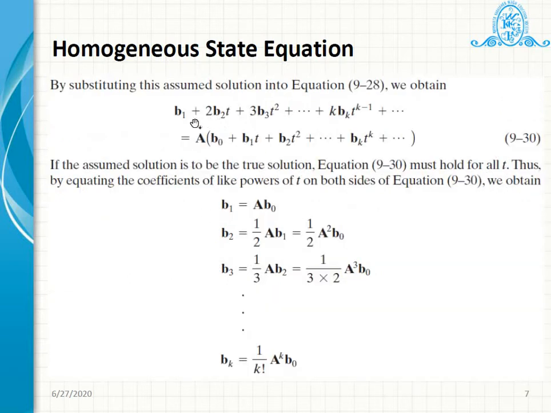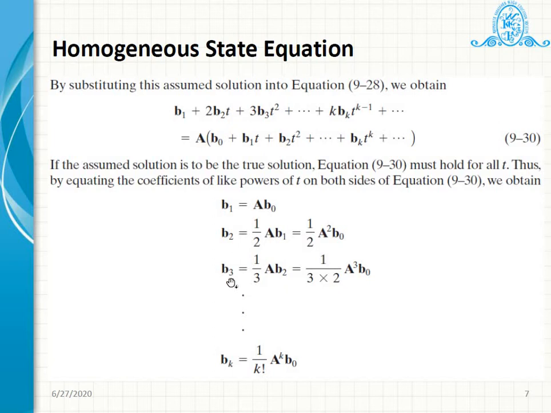These equations are again written here, and we are comparing these equations. For b1, this is a constant. Here it will be A into b0, which will be a constant. So b1 is equal to A b0. Then for the coefficient of t, here it is b1. When A is multiplied, it will be A b1, and here it is 2 b2, right? 2 b2 is equal to A b1, and b2 is then 1 upon 2 A b1. And b1 is already determined, so it will be 1 upon 2 A square b0.